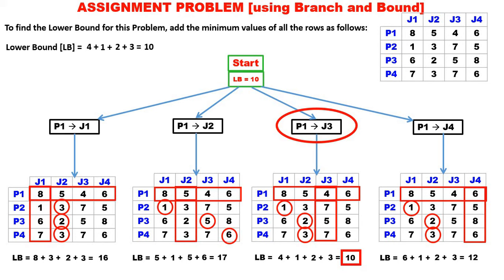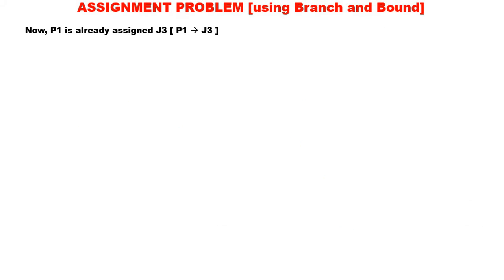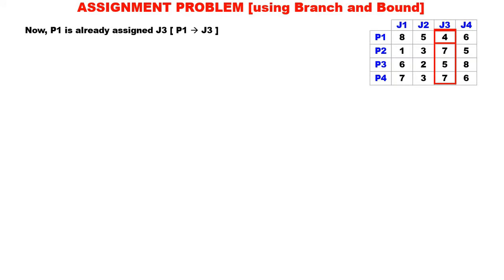Now again, from this, we have to do the bounding. For P2, what are the different possibilities, and P2 should be assigned to which job? That we shall see in the next slide. Very good. Now P1 is already assigned to J3. Yes, we already know 4. So this is already done in the previous slide. One bounding is done.